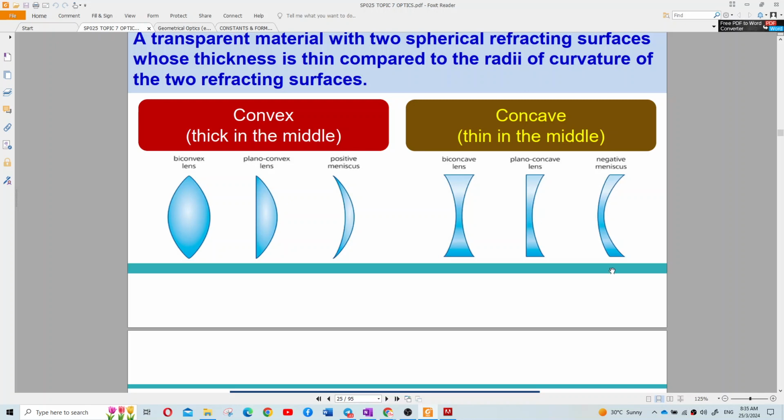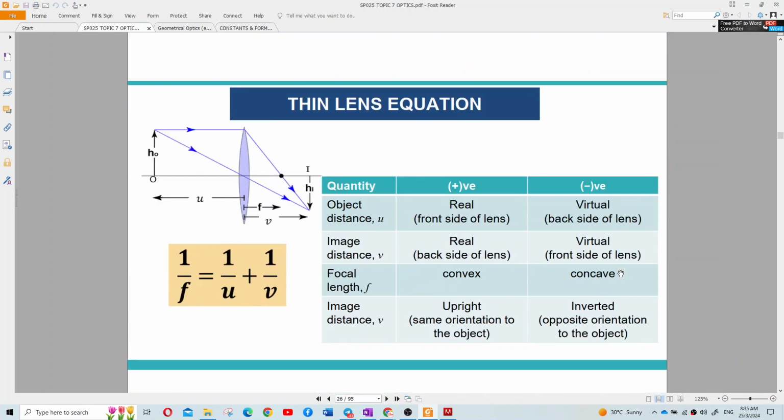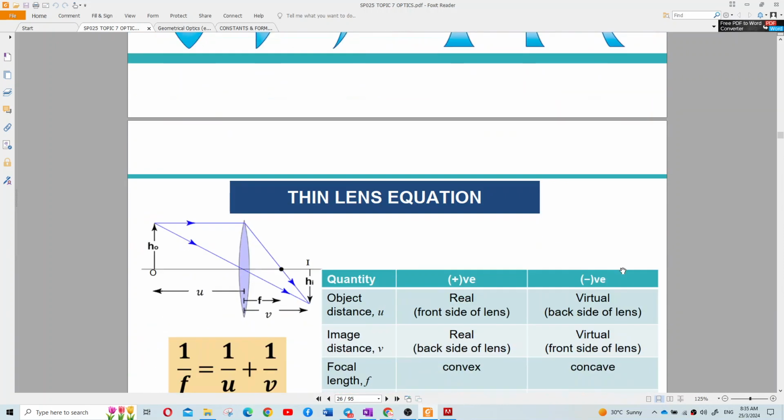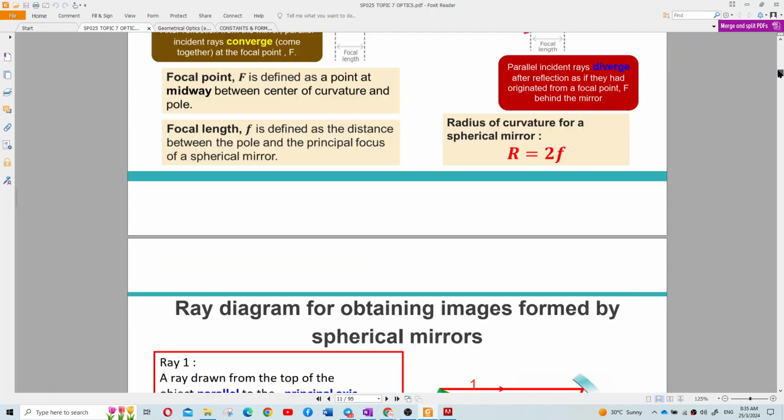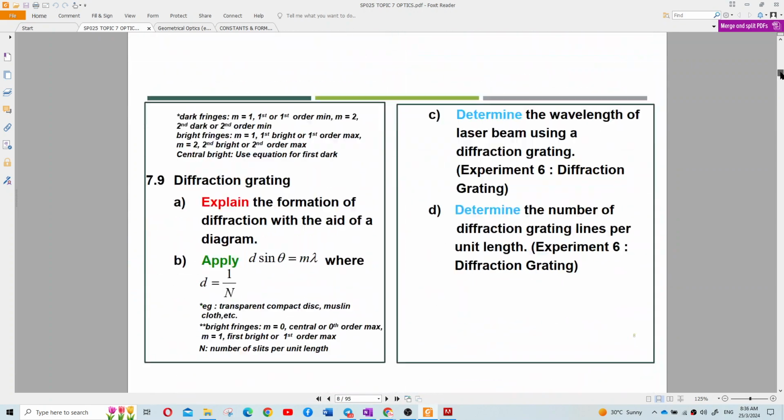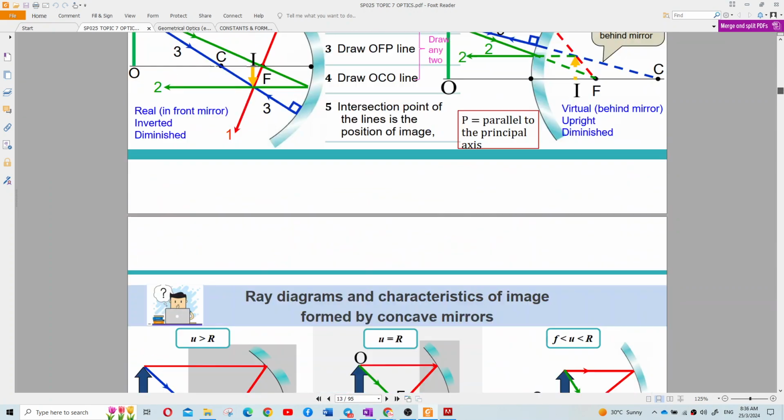Concave meniscus. Okay, so after that, we have the thin lens equation. If you look at this equation, 1/f = 1/u + 1/v. It's the same equation as we used before for mirrors. Where is it?